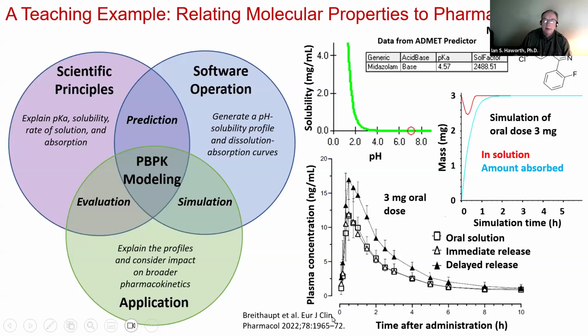And so these are data from this paper here, Brighthaupt, just a random selection. But this is midazolam 3 milligrams oral. Let's just focus on the immediate release tablet, which is the triangles. And you see time after administration, plasma concentration, that the peak, the Cmax, is reached after about an hour. So this is somewhat consistent with what you'd expect here, that this drug is dissolving quickly, it's absorbing pretty well, short Tmax, rapid absorption.